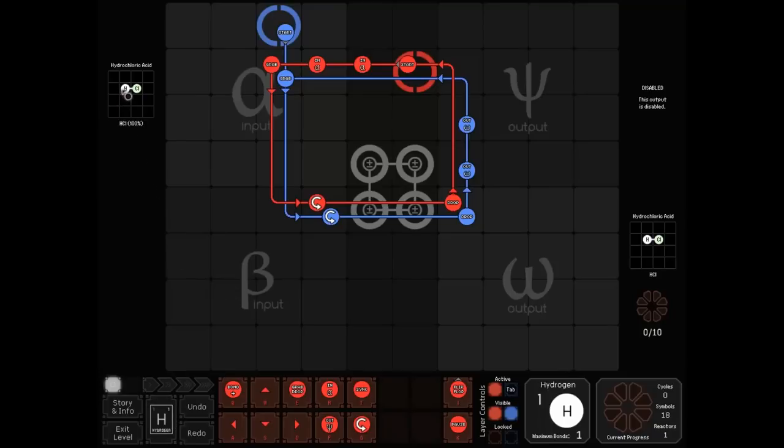Hydrogen has a maximum bond number of 1. It bonds to the chlorine, makes hydrochloric acid. That's a stable element. You can't add anything to it. I believe this is what's called an ionic bond. I have to remember my chemistry days, but I think that's an ionic bond.